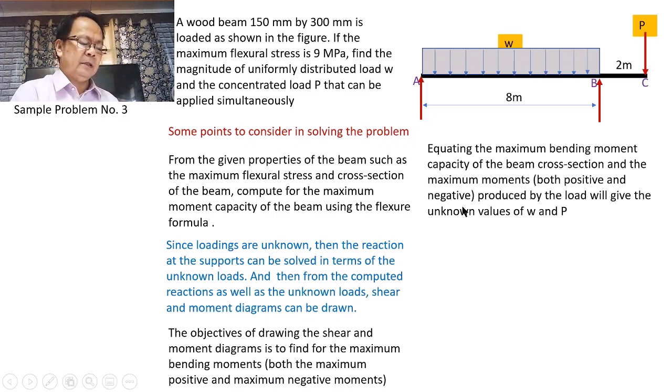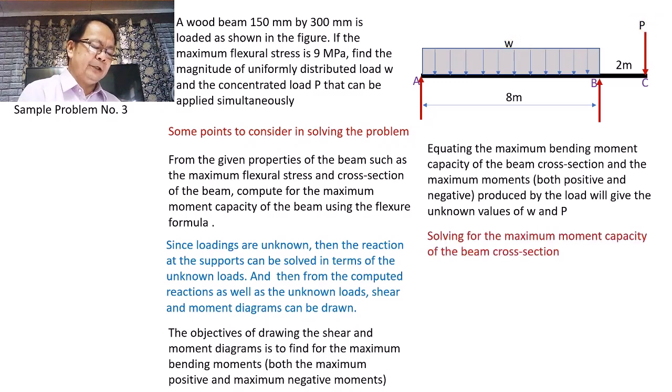both the positive and the negative kasi meron tayong dalawang unknown, so kailangan mag-produce tayo ng dalawang equations. At yung dalawang equations na yon ay makukuha natin kapag inequate natin yung moment capacity ng section doon sa maximum positive bending moment. Isang equation yon. And then, pag inequate natin yung maximum moment capacity ng cross-section doon naman sa negative bending moment, another equation din yun. Kaya dahil meron tayong dalawang equation, we can already solve for the unknowns W and P. So, ganun yung magiging paraan para ma-solve natin yung problem. Ano? Kaya ipakita natin yung ating magiging solution.